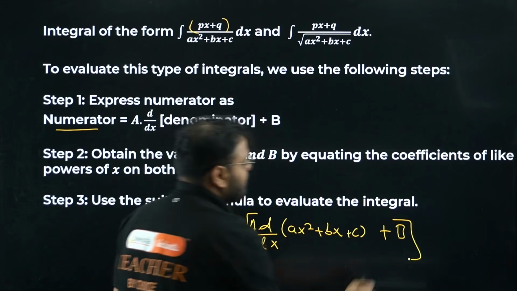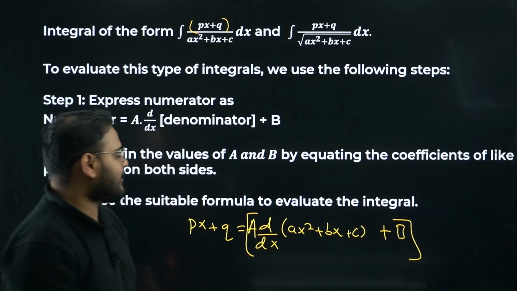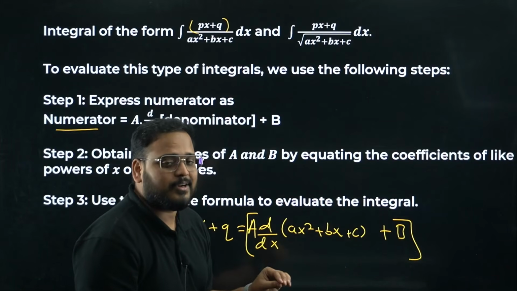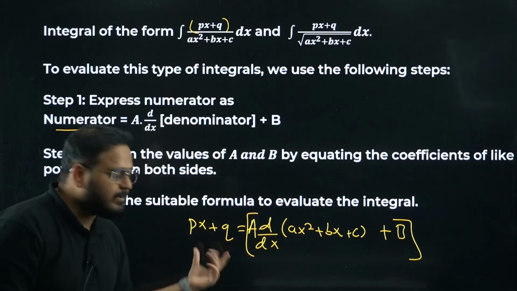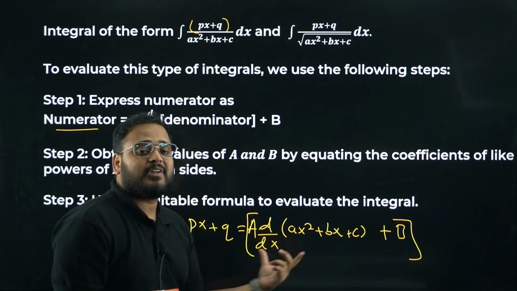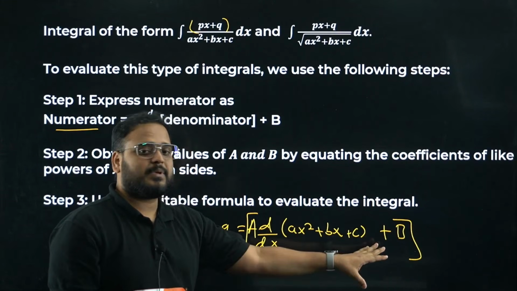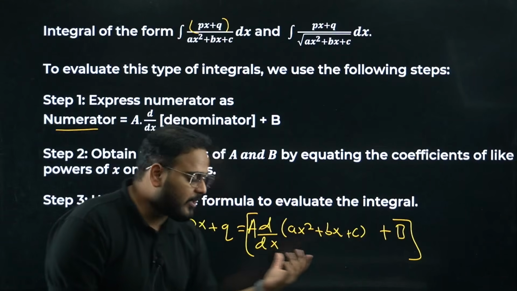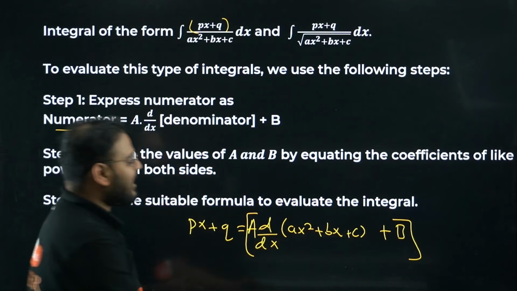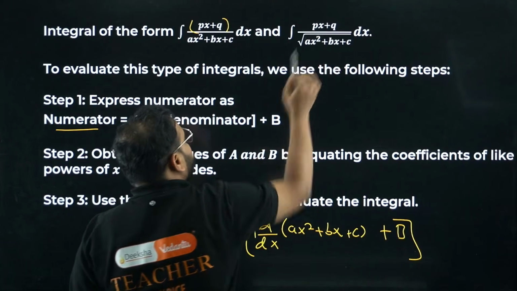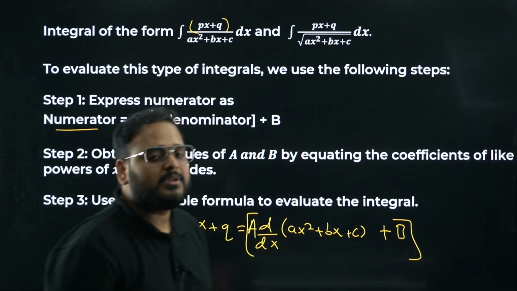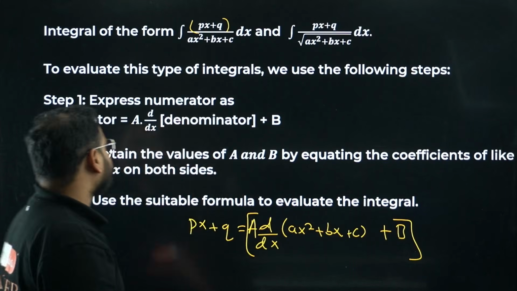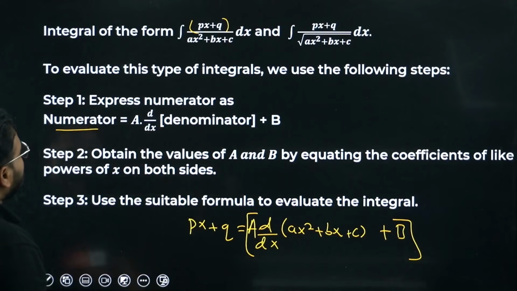Replace the numerator by this whole thing. Don't worry, I've taken a question like that. I'll explain it to you right now. Understand over here, px plus q equals a times the derivative of the denominator plus b. Compare the constant and the variable term to get the values of a and b, from here only, and then use this RHS part instead of this numerator, and use a suitable integration form. Please check, this is clear, right?